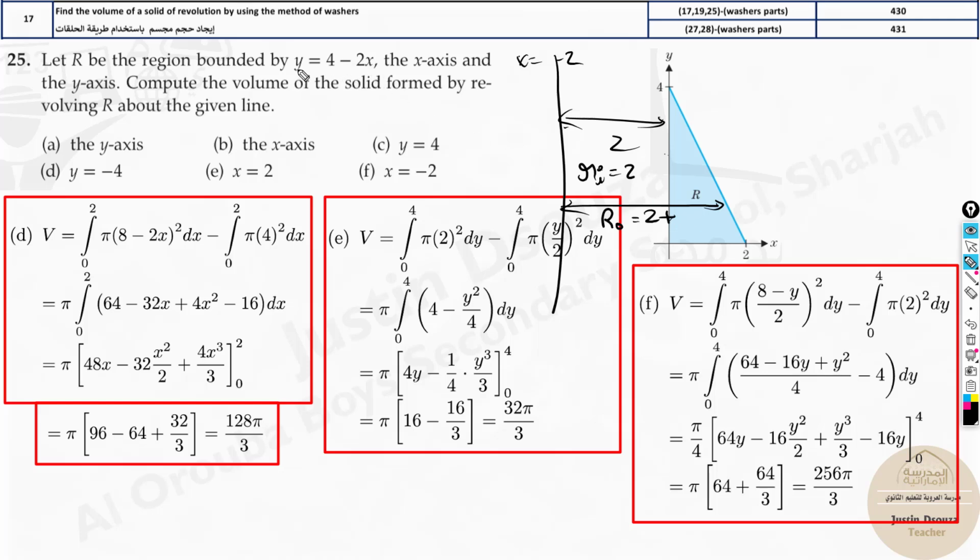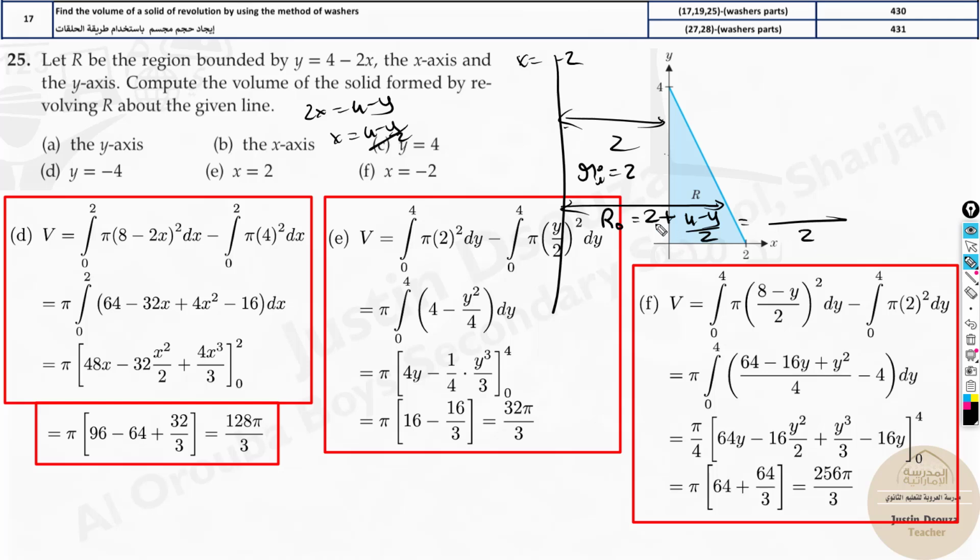So we have to just rearrange this. That will be 2x is equal to 4 minus y, x is equal to (4 minus y) divided by 2. So that will be 4 minus y divided by 2. Now since it is improper over here, let's make it a proper fraction.